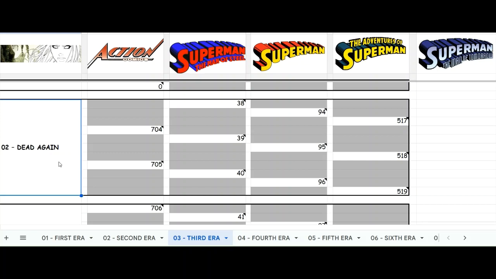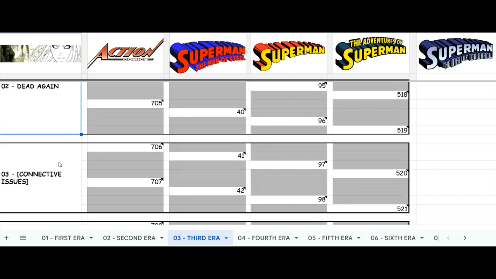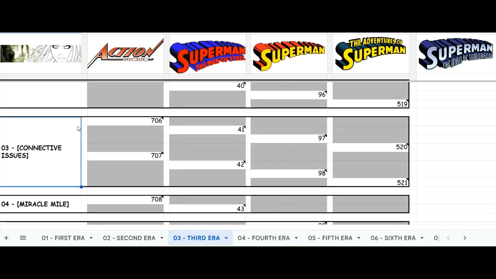Overall, Dead Again is a long, tedious arc that has a central mystery of, is Superman real or is he fake? That is basically quite dull, to be honest. Anyway, moving on, what we then have are some connective issues. So these start straight away with Action Comics 706.